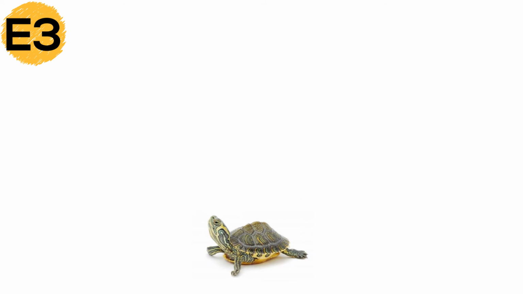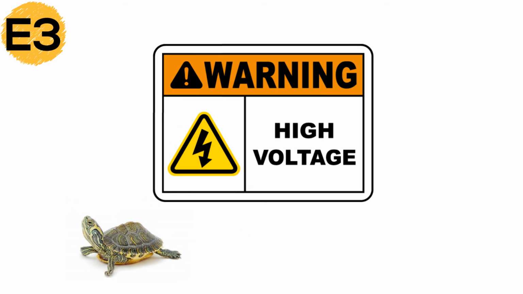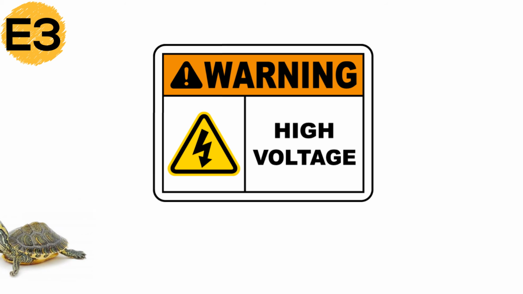Finally, we have the E3 pulse, the slowest yet most damaging of the 3 pulses, with each pulse lasting for tens of seconds up to a minute, with very high voltage. E3 can produce geomagnetically induced currents in long electrical conductors, which will damage larger components such as power line transformers.